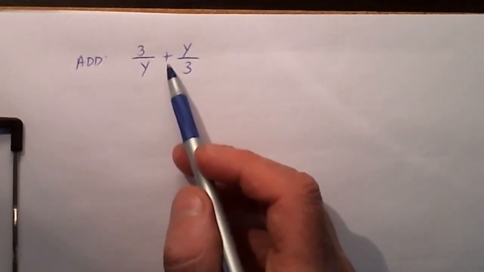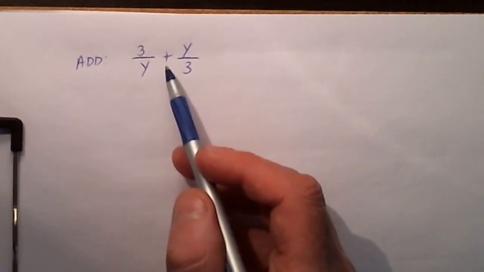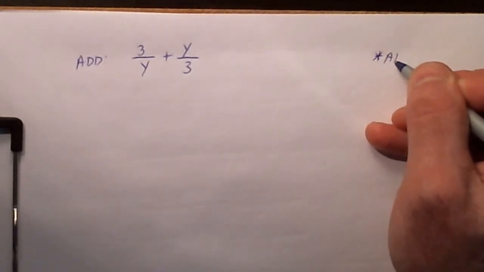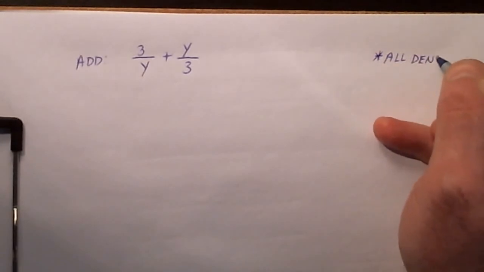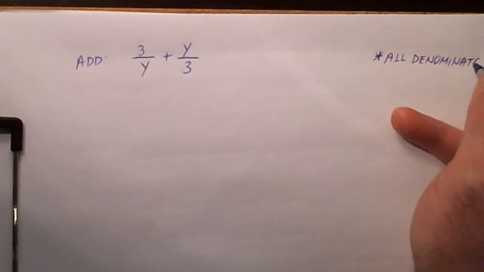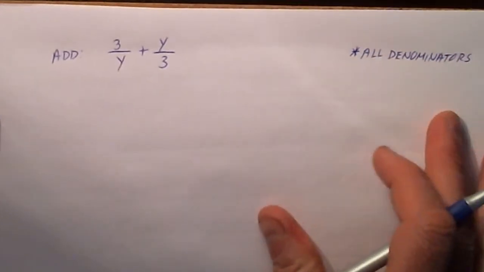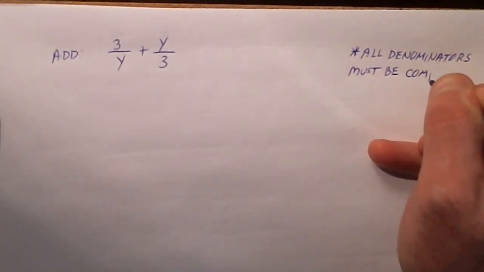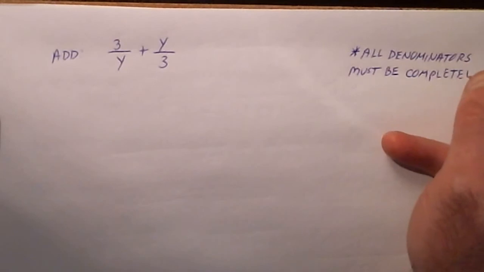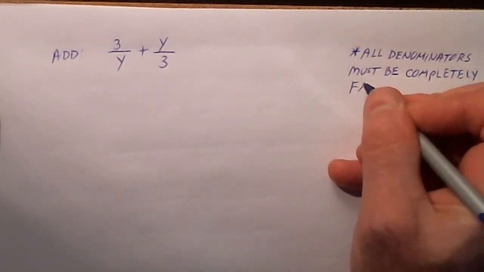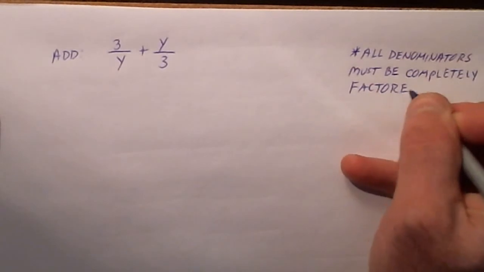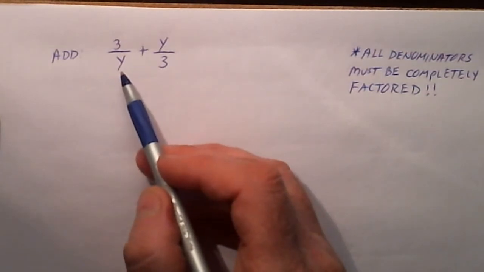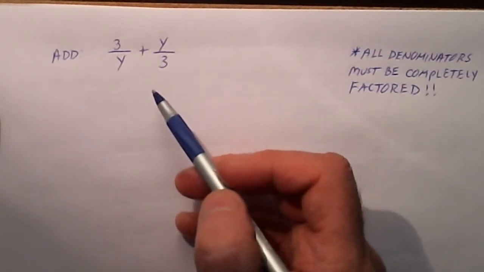So, the first thing you need to do when adding or subtracting rational expressions together is, number one, make sure that all denominators are completely factored. Well, we're lucky here because y is already completely factored and so is 3. And so there is no need to factor these denominators.